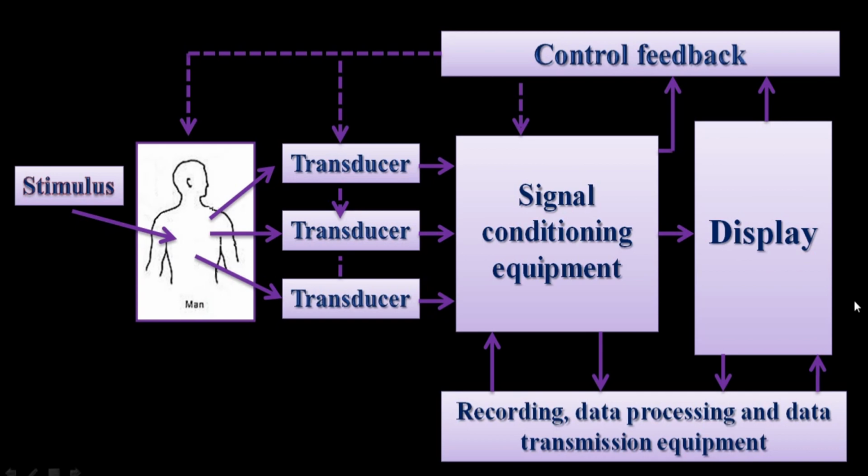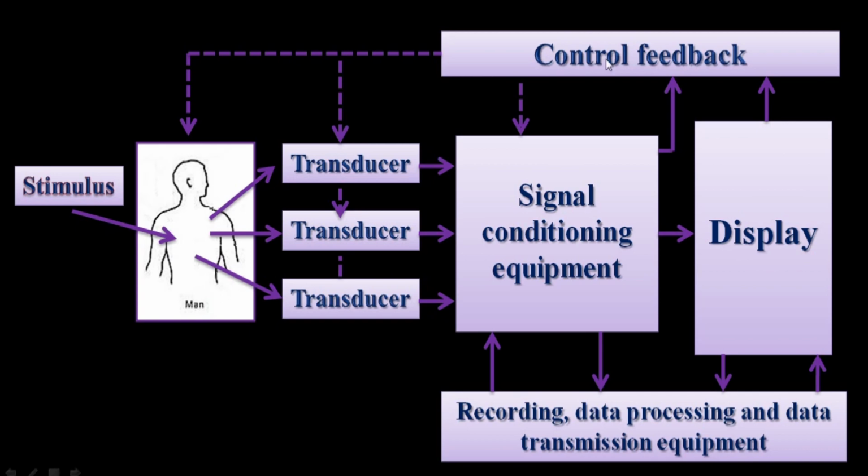The output of the signal conditioning equipment must be converted to some form of visual, audible or possibly tactile information. For that, we use display equipment. In the man instrument system, the display equipment may include a graphic pen recorder that produces a permanent record of the data.